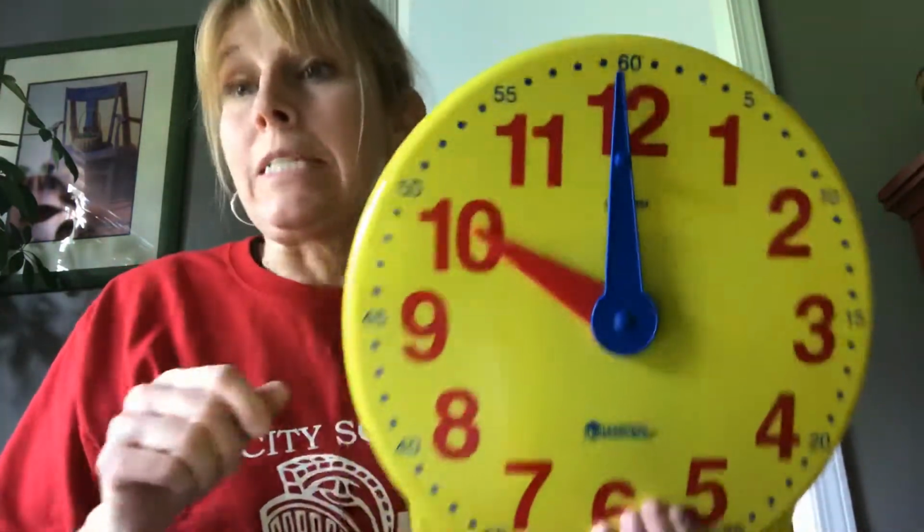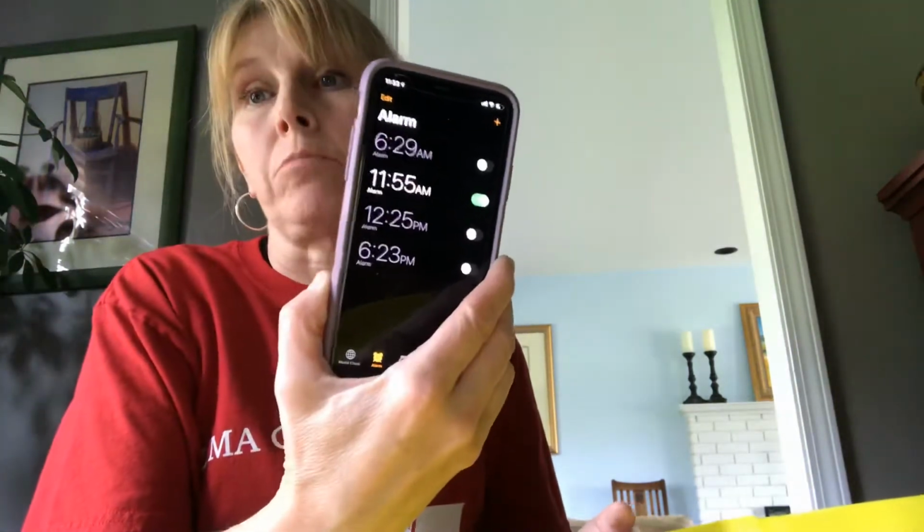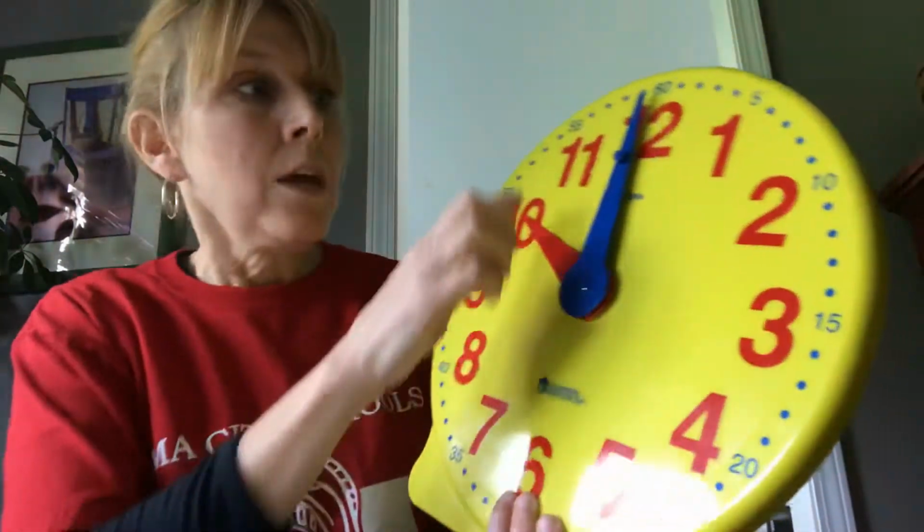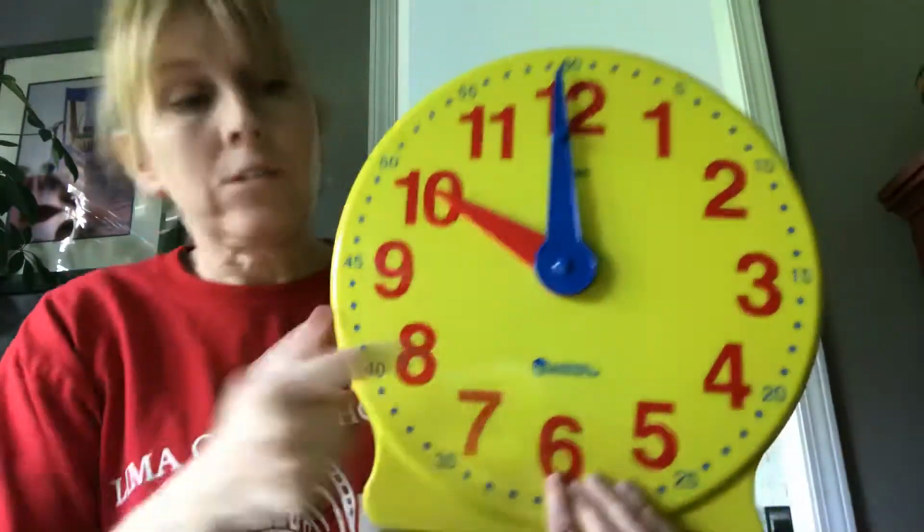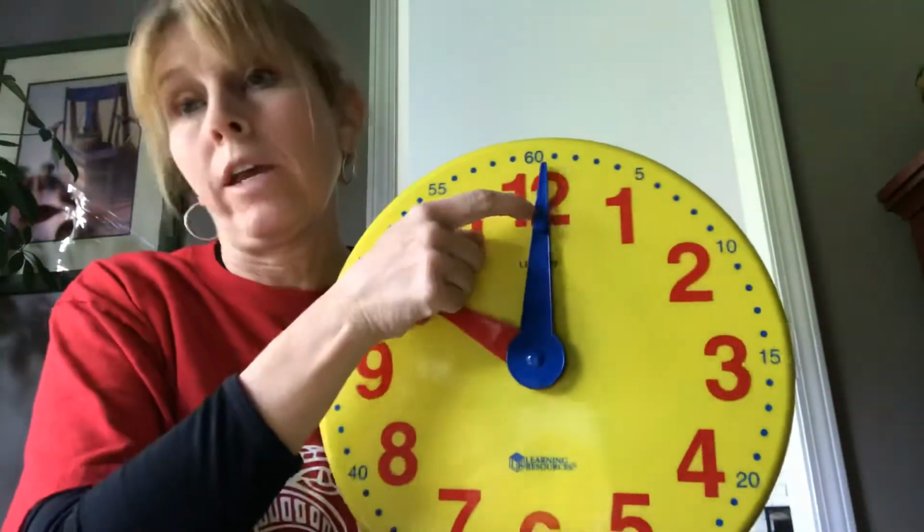So think of the word digital. Digital, you hear the word digit. Digit means numbers. So a digital clock just has numbers. Okay, so on a clock you have two hands. You have a short hand and you have a long hand.